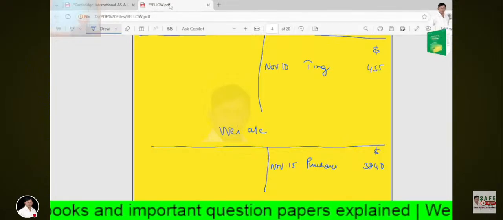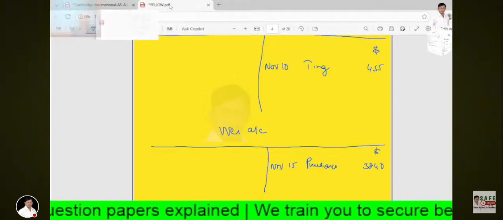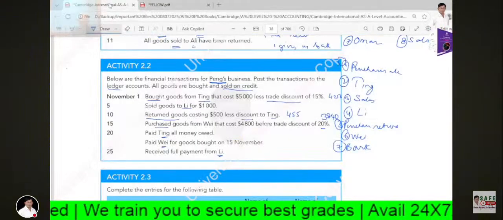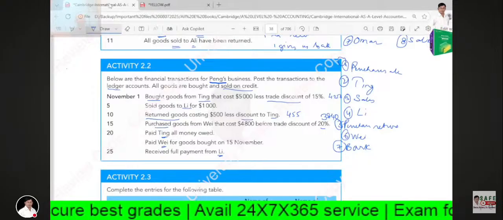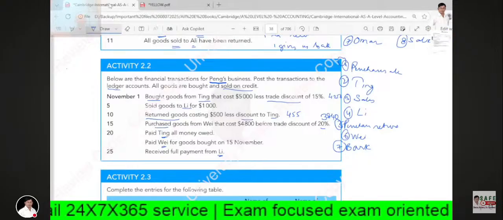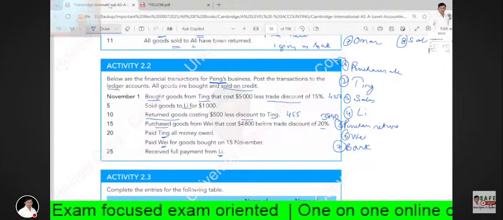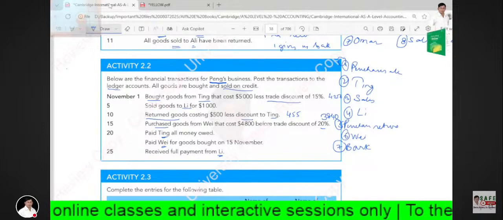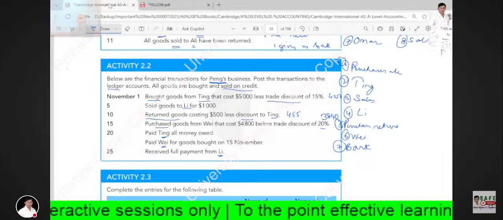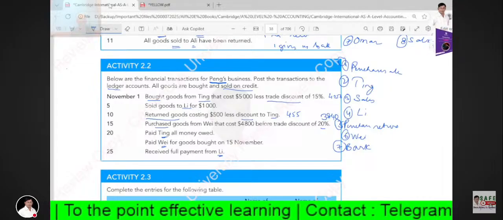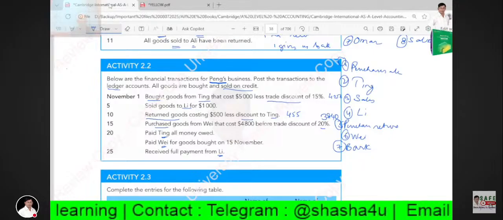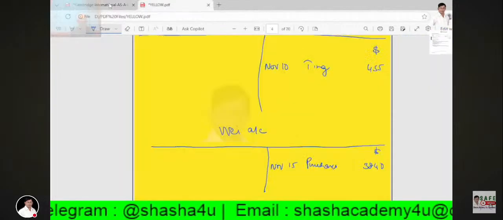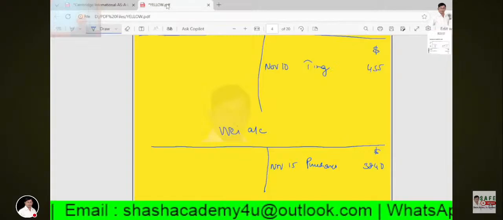So now coming back again, next entry. So always write the dates. Next entry: paid Tinge all money owed. Paid V for goods bought on 15th November. So we have bought only once. So we have to pay Tinge, we have to pay V, and we have to receive from Lee. On the 20th we have to pay Tinge and V.